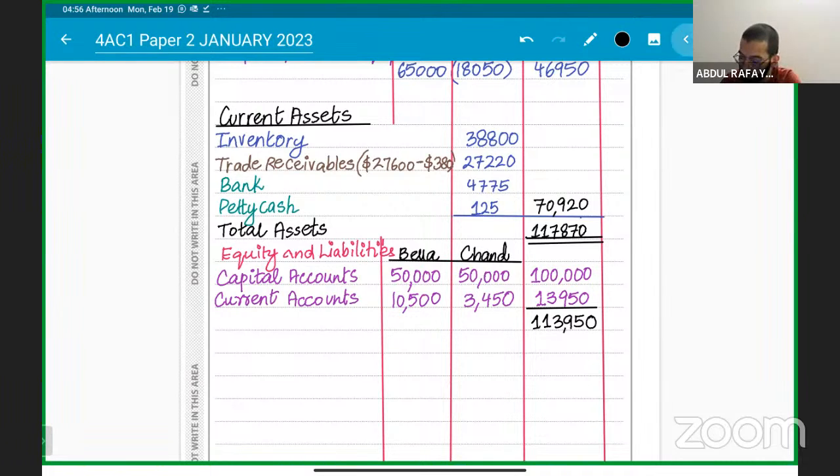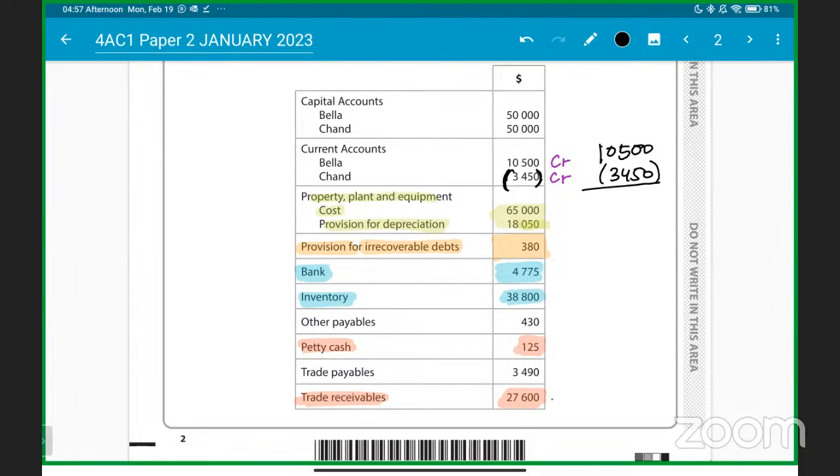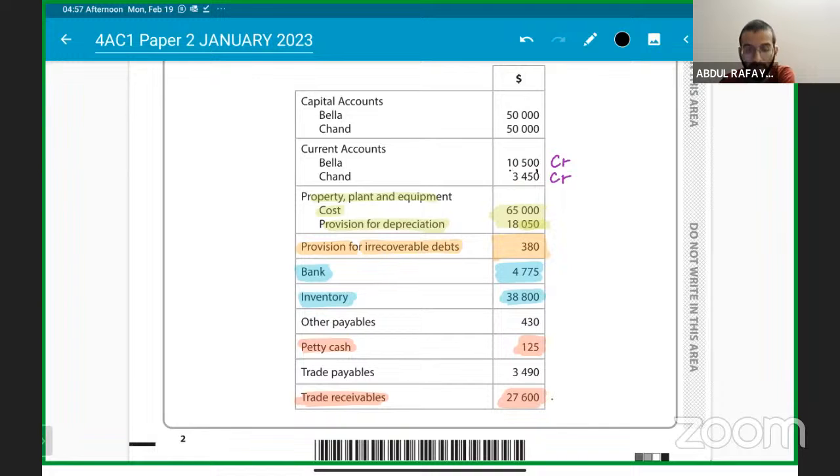No, let me give an example. Let's say 3,450 was a negative balance, like in the bracket. So you would have done current account 10,500 minus 3,450. We have done it like that. Understood? So that is the difference here. Sure about it? No problem.